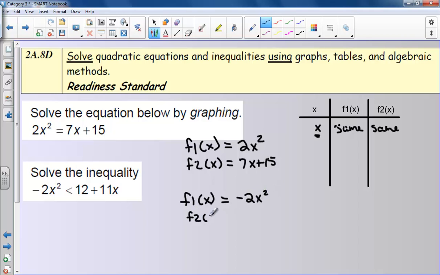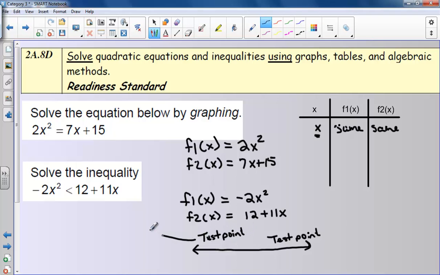We will graph our right-hand side, so 12 plus 11x, and find that intersection point, or those intersection points. Then on a number line we will mark those intersection points, and this is an open circle. Then we would use test points on either side of the intersections or intersection, and just substitute back into the original equation.